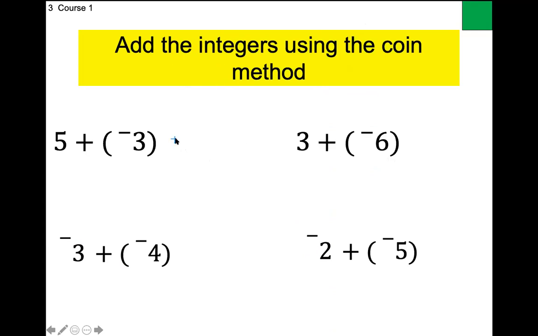They'll put, I need 5 positives, 2, 3, 4, 5, and I need 3 negatives. Cancel, cancel, cancel. We're left with 2 positives, so the answer is 2. Now, do you have to put a plus 2? You can, but you will quickly get into the habit of not putting a plus. You'll just write 2. Questions? All right, do the other 3, please.